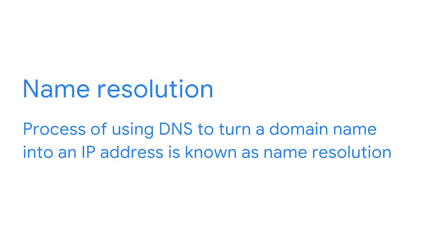At its most basic, DNS is a system that converts domain names into IP addresses. It's the way humans are likely to remember and categorize things, resolved into the way computers prefer to think of things. This process of using DNS to turn a domain name into an IP address is known as name resolution. Let's take a closer look at exactly how this works.